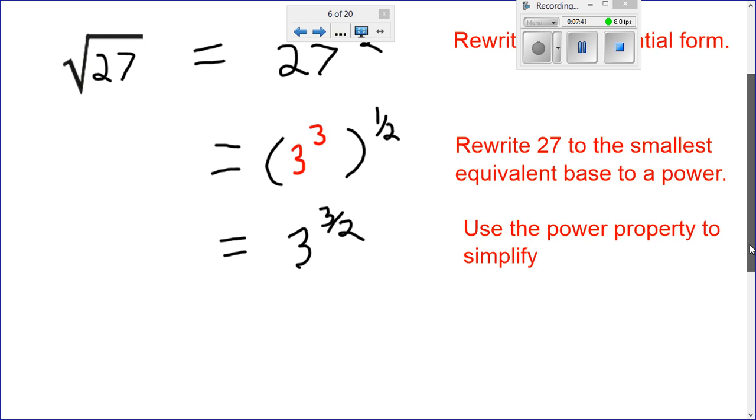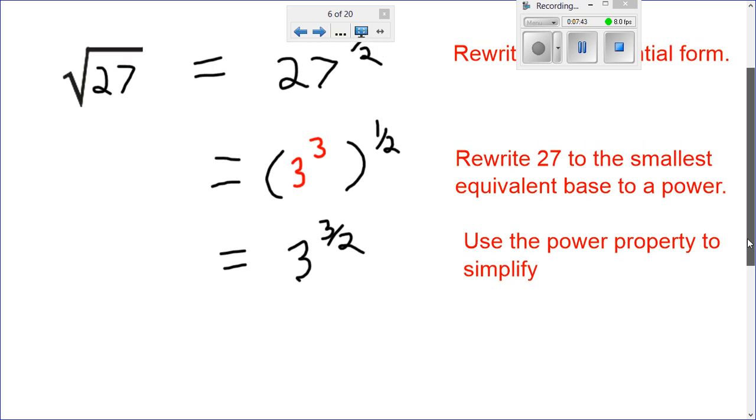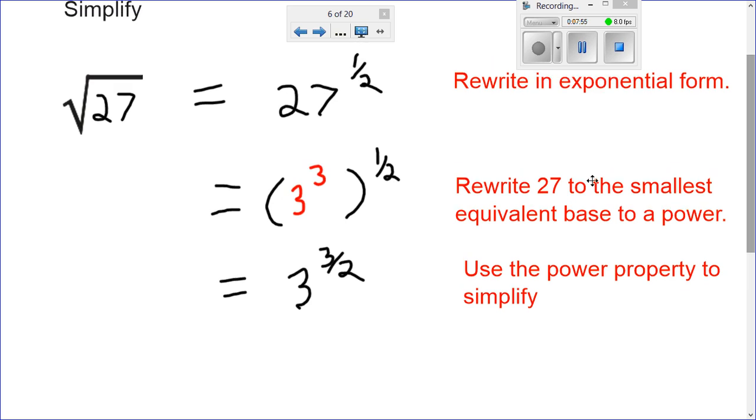Now this looks like the previous examples, in which we're going to do the same steps. So if the problem seems really long, just think about it. We're doing the previous steps. We're combining the two. So the first thing we did is rewrite in exponential form. Then we took the base and rewrote it into an equivalent smaller base to a power. Product property, multiplied the exponents.